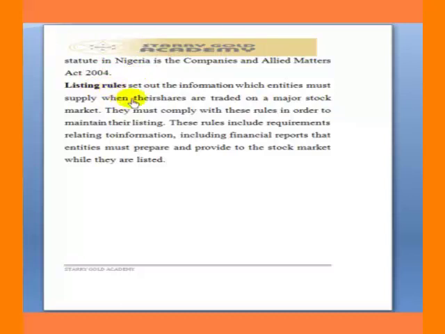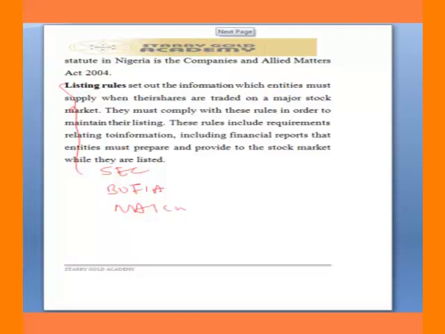Okay. Now the listing rule, like I said earlier, is peculiar to some entities. That is, all entities listed on the Stock Exchange of Nigeria are governed by the SEC Act. All banks are governed by the BOFIA, the Banks and Other Financial Institutions Act. Then all insurance companies are governed by NAICOM, that is the National Insurance Commission. So all these companies have their own separate rules, and that is what makes up the listing rules.